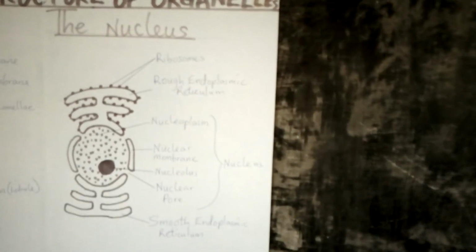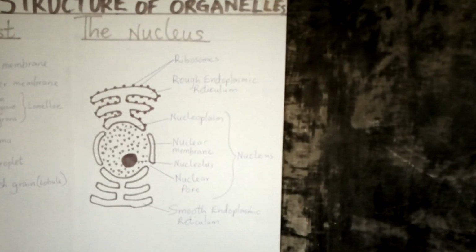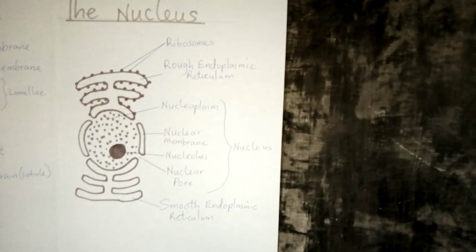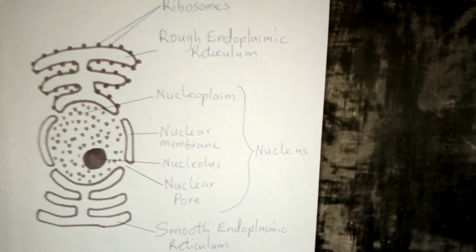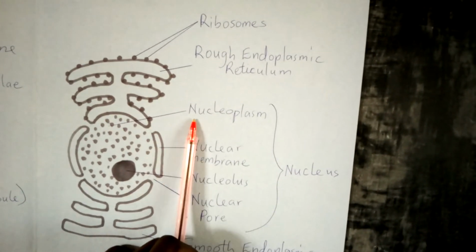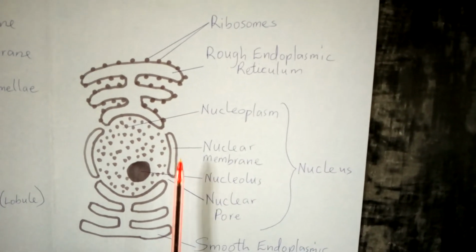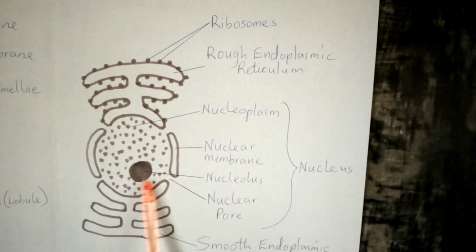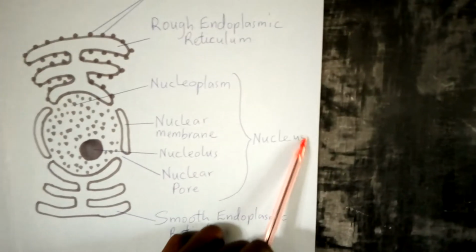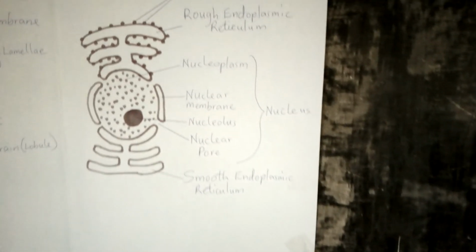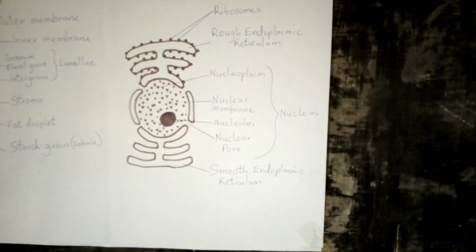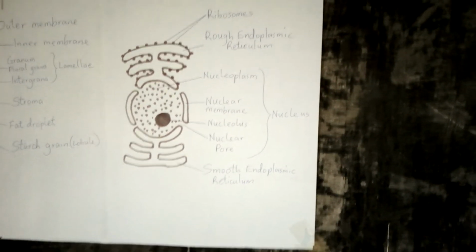The nucleus is another organelle. The nucleus is the most important organelle in a cell because it controls all the activities of the cell. The nucleus comprises of the nucleoplasm, which is the liquid part found inside the nucleus. It also comprises of the nuclear membrane, the nucleolus, and the nuclear pore. All that forms the nucleus. On top of the nuclear membrane may be the smooth or the rough endoplasmic reticulum.